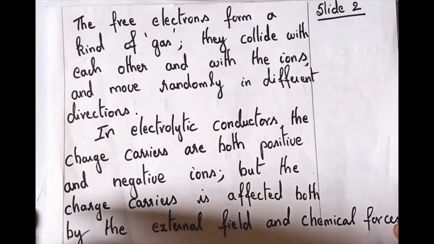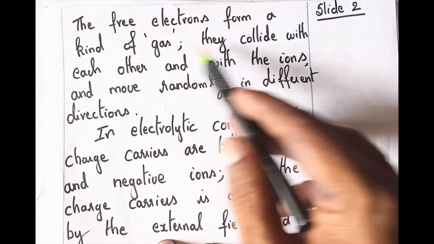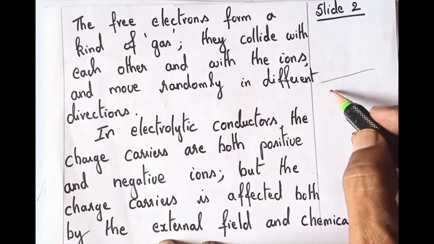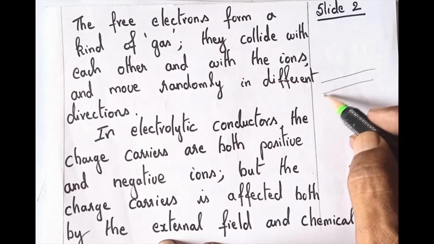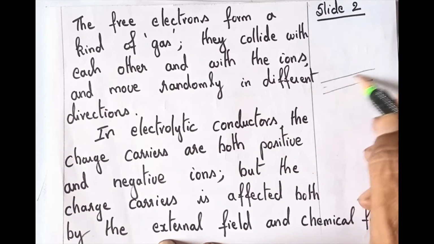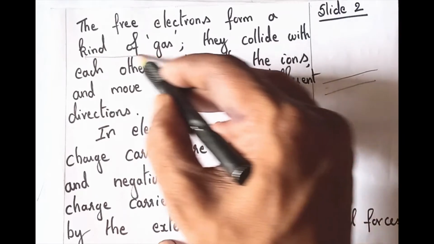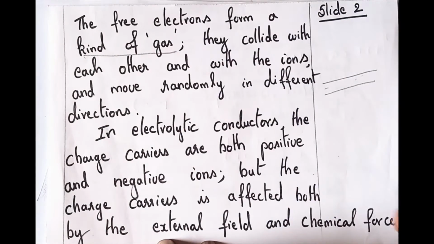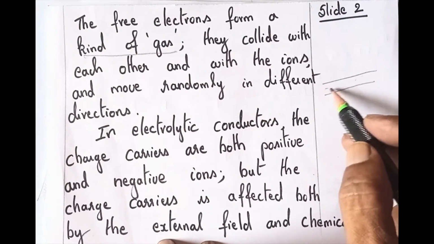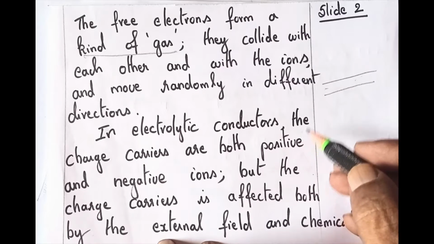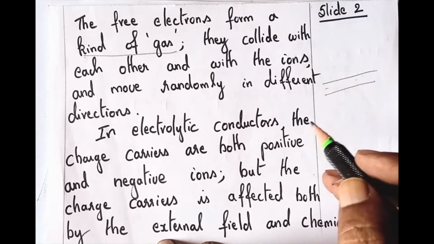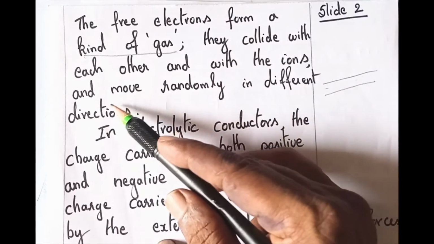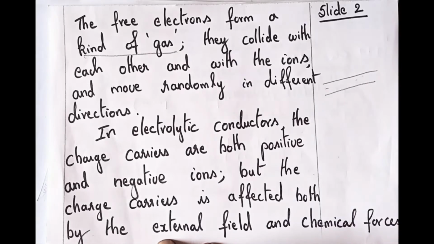The free electrons form a kind of gas. That means you have a conductor, the valence electrons are removed from the parent structure, and once free, they start moving and form a kind of gas. Since they move randomly, the electrons collide with each other and with the ions, and take different directions. It is not a directed motion.